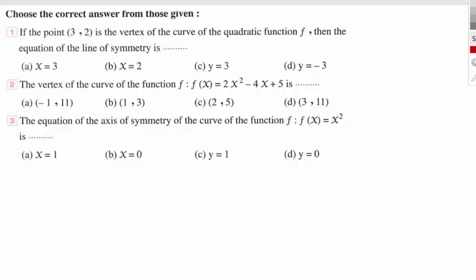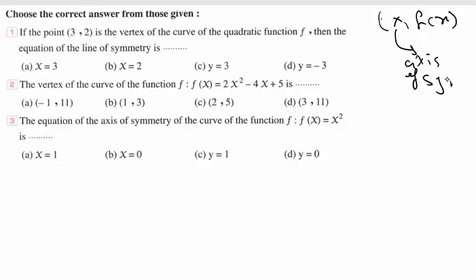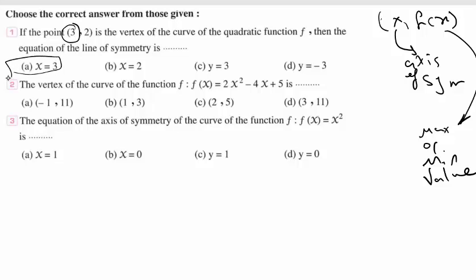When you are solving on the vertex, you should know that if the vertex is (x, f of x), then x is the equation of the axis of symmetry, and the value y is the maximum or minimum value. Maximum if the curve is open downward, and minimum if the curve is open upward. Let's solve and see. If the point (3, 2) is the vertex of the curve, what is the equation of the axis of symmetry? As we said, the axis of symmetry will be the x value of 3. It will be x equals 3.